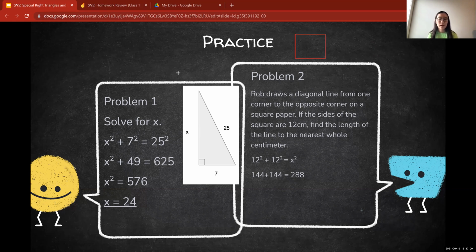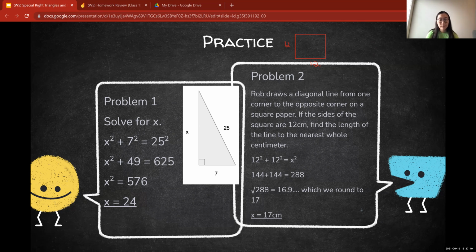So the equation you get when you use the Pythagorean theorem is 12 squared plus 12 squared equals x squared. And then solve that to get 288 equals x squared, and x equals the square root of 288. Then we have to find the length of the line to the nearest whole centimeter. So that means that we have to evaluate the square root of 288 to be about 16.9, and then we round that to 17. So the answer is 17 centimeters.